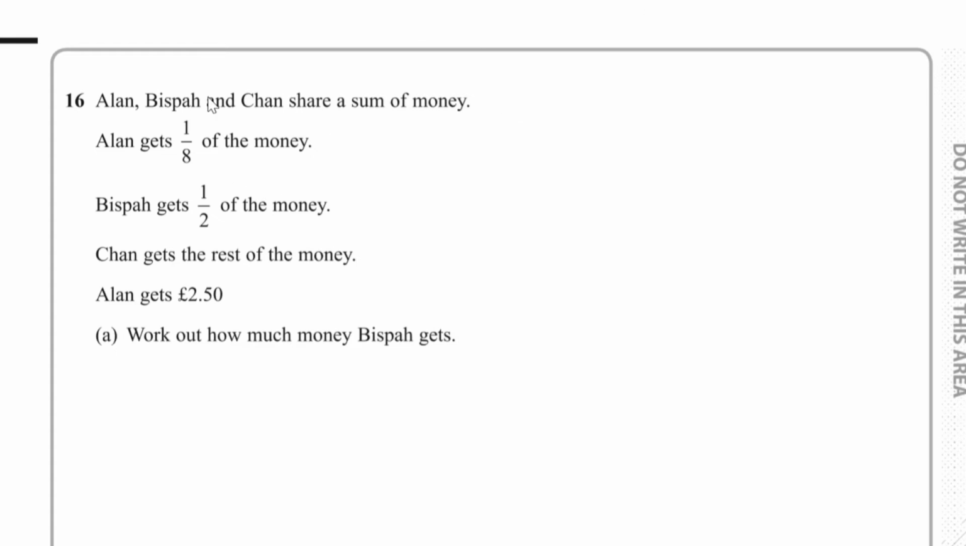Question number 16. Alan, Bispa and Chan share a sum of money. Alan gets 1/8 of the money. Bispa gets half of the money. Chan gets the rest of the money. Alan gets £2.50. We have to work out how much money Bispa gets.